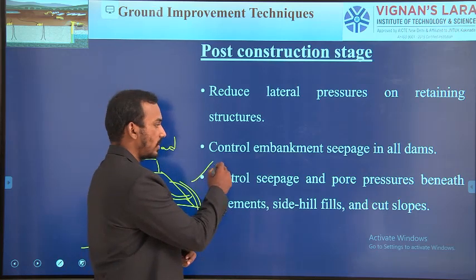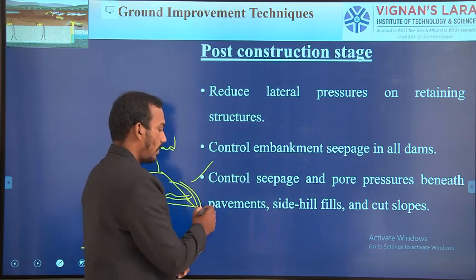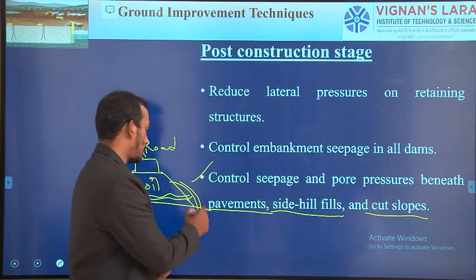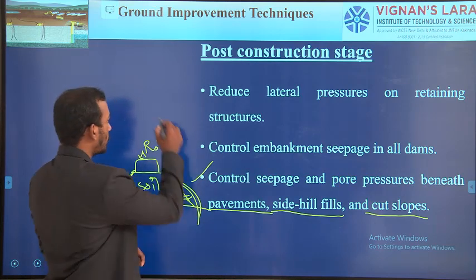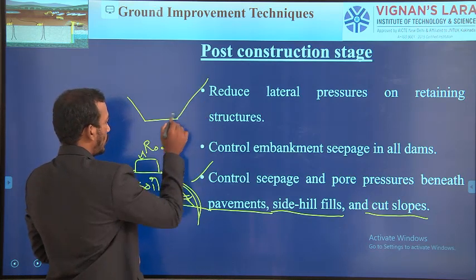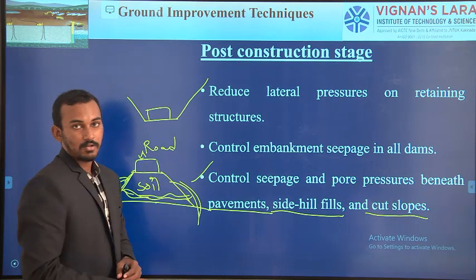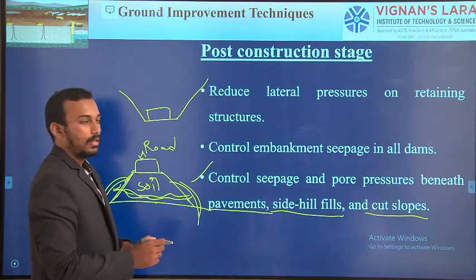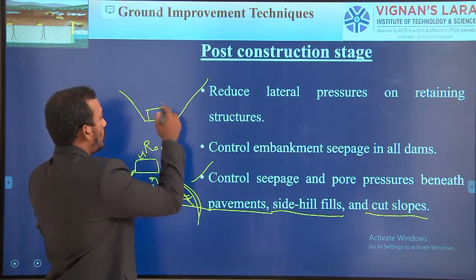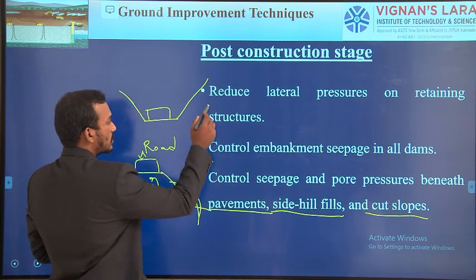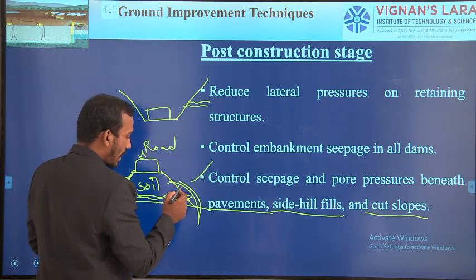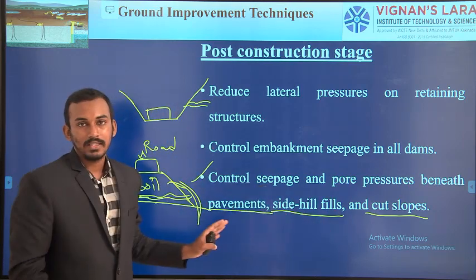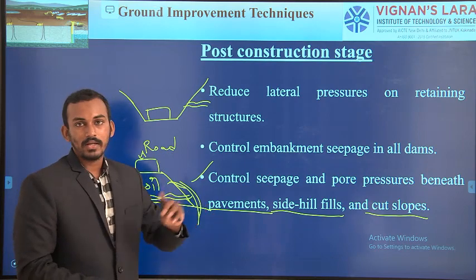Okay. And the last one is control of seepage and pore water pressure beneath pavements, side hill fills and cut slopes. This is nothing but an embankment slope. Or if we lay a road network in this place, it is known as a cutting slope. This is a road in embankment. This is a road in cutting. Okay, we cut the soil, then we lay a road network. So to control the seepage on cutting slopes, embankment slopes and side hills, in these three cases, we must use dewatering methods.